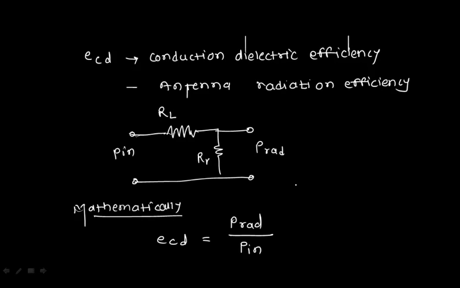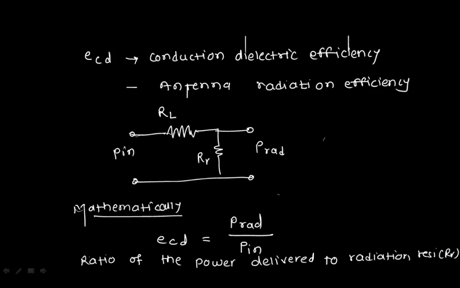So I can define the antenna radiation efficiency as the ratio of the power delivered to the radiation resistance RR to the power delivered to RR and RL. Actually, the radiated power is what you get here, and the input is what both of these get. So if you are going to calculate P radiated, it will be RR. And what about P in? It is nothing but RR plus RL.